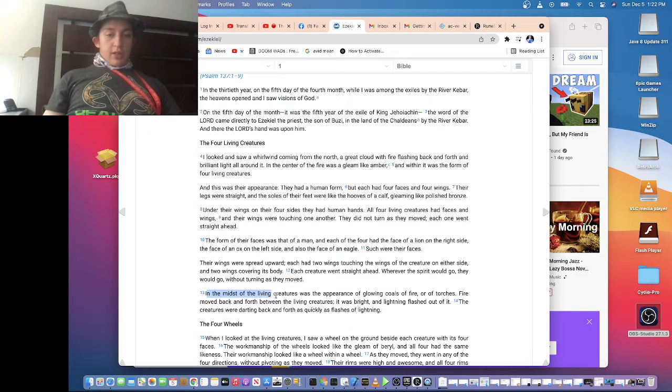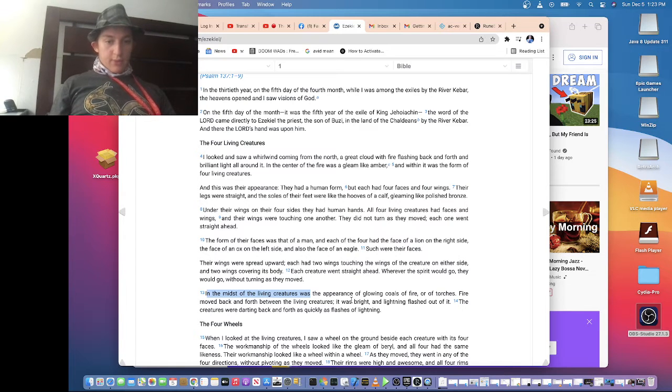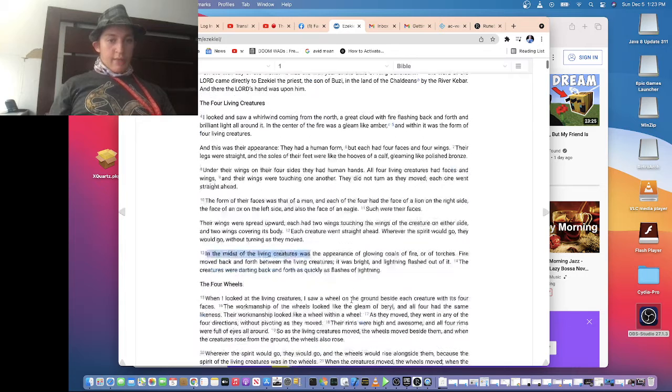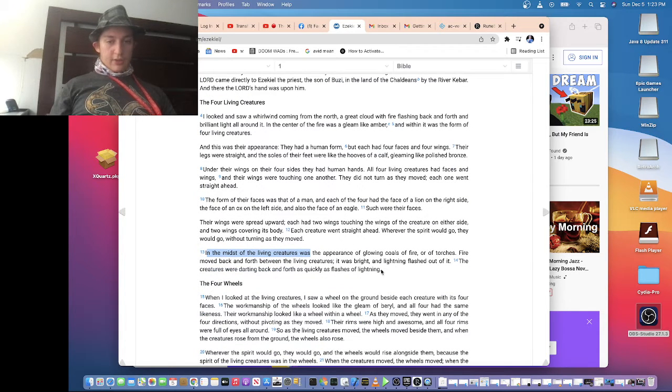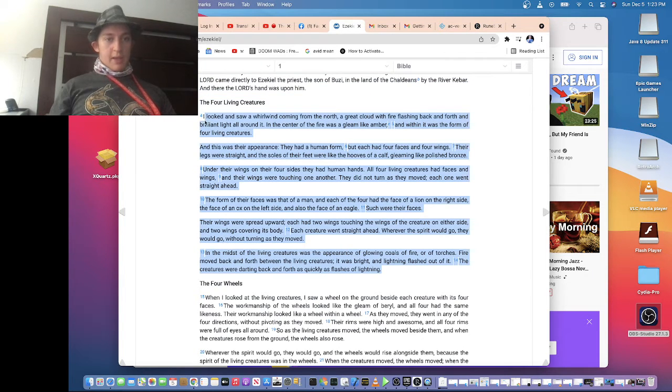In the midst of the living creatures was the appearance of glowing coals of fire or of torches. Fire moved back and forth between the living creatures. It was bright, and the lightning flashed out of it. The creatures were darting back and forth as quickly as flashes of lightning. So, yeah. These are not creatures. I can't think of what these vehicles may be, but these are not angels. These are vehicles. They're vehicles. You know that, right?